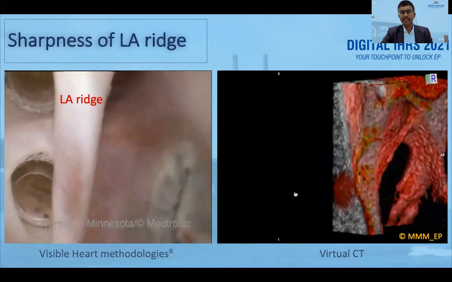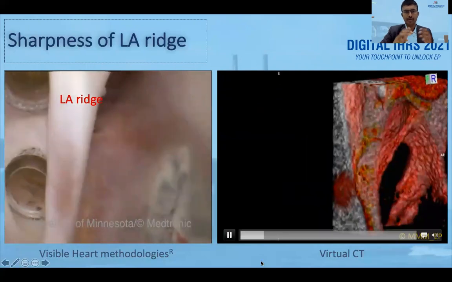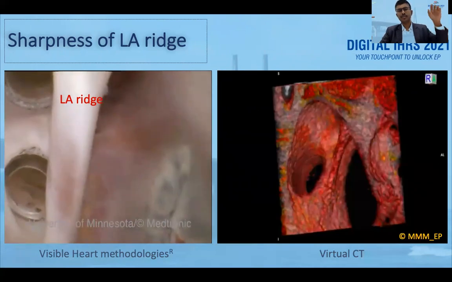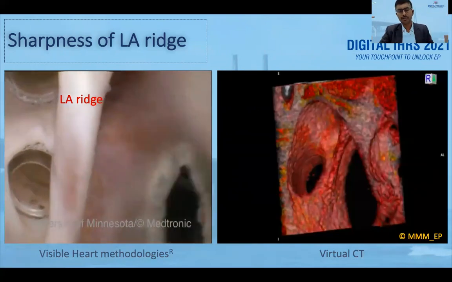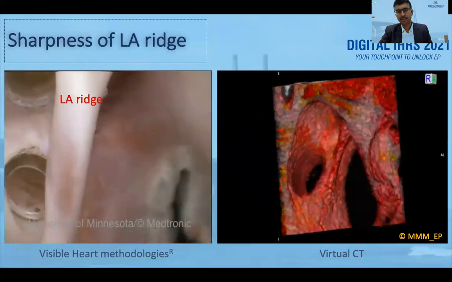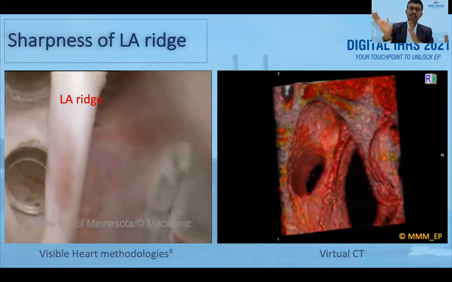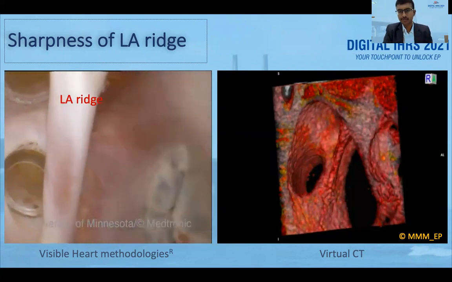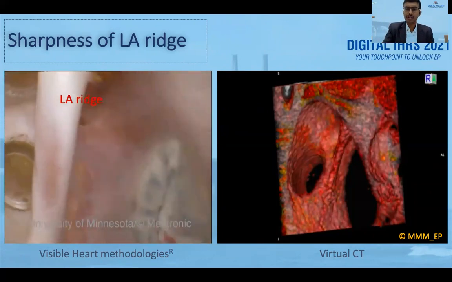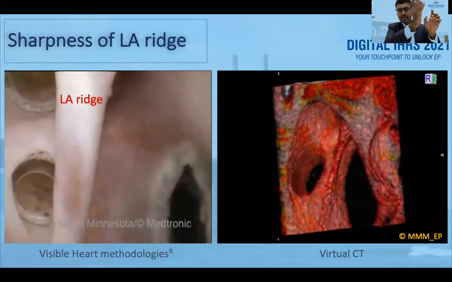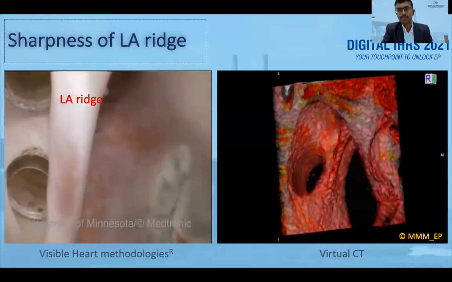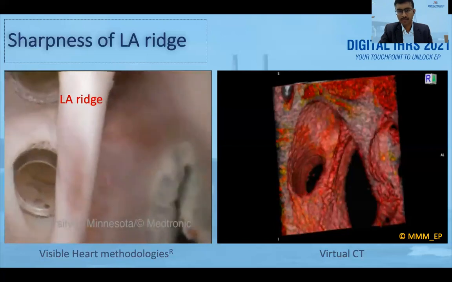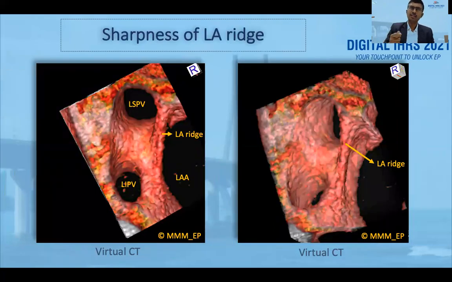The shape of the LA ridge is again important to appreciate. The LA ridge is a structure that runs superiorly to inferiorly across the left atrium, and separates the left atrial appendage anteriorly from the pulmonary veins posteriorly. These ridges are usually very thick in the superior regions and tend to taper down as they move inferiorly. Most importantly, the LA ridge harbors the vein of Marshall.